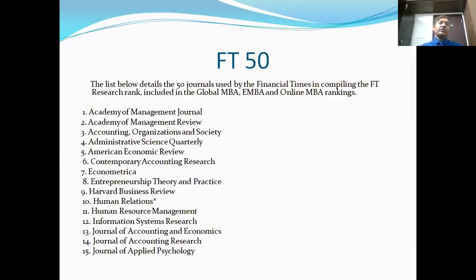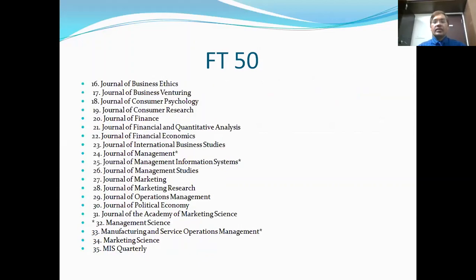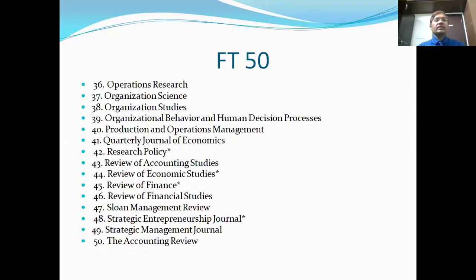So it's a list of FT50. You can just browse, and you'll get everything on the internet. Whatever information you would like to get, you can obtain online. FT50 is a list of 50 journals, and these are included in it. Just make a note of it.